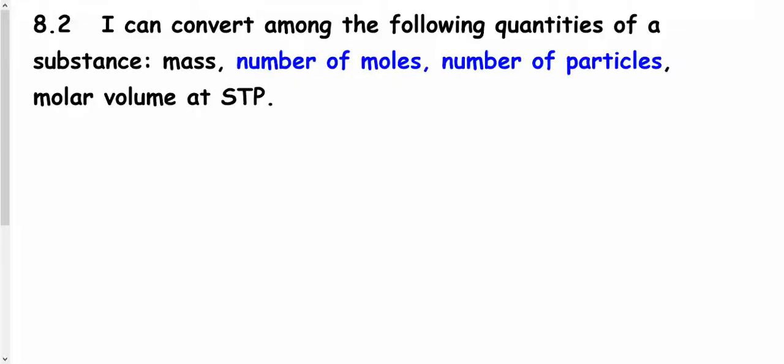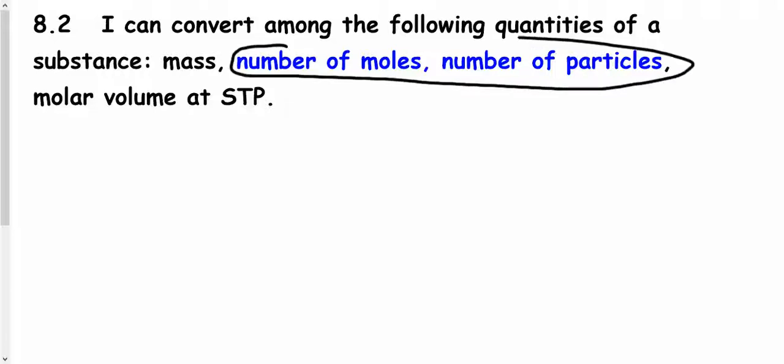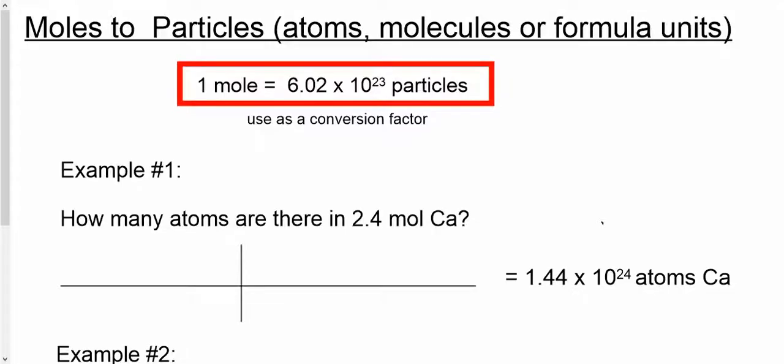Now that we know how to go from mass to number of moles and moles to mass, now we'll focus on number of moles to number of particles. Moles to particles. When we say particles, we're talking about atoms, molecules, or formula units. Any of those 3 words will fit into the particle slot here. What you need to know is that 1 mole, by definition, 1 mole of anything is equal to 6.02 times 10 to the 23rd. Whether you're talking about atoms, molecules, or formula units, we'll call all of those particles.